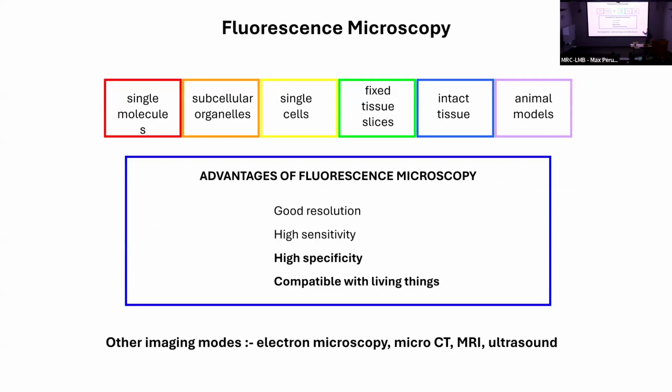So the advantages of fluorescence: we've got good resolution. We are really down at the subcellular level, no problem. High sensitivity, we'll get onto that slightly later. Very high specificity. If you tag a protein with GFP, basically when you see green, you are seeing that protein. And most importantly, this technique is compatible with living things. And that's one of the things that sets it apart from some of the other techniques that are available. You can look at live stuff behaving on the microscope.